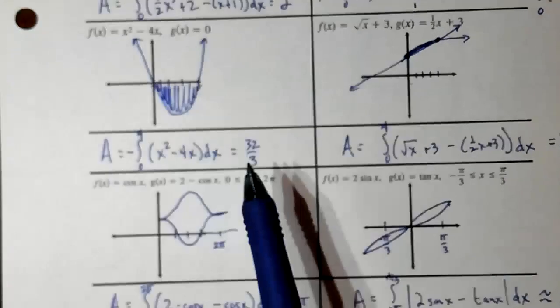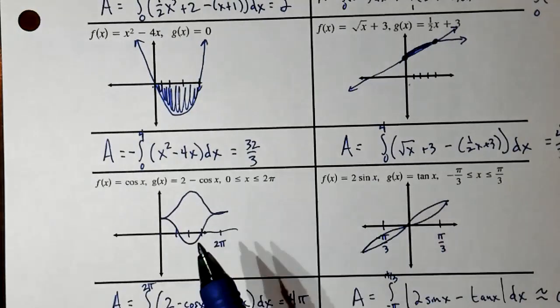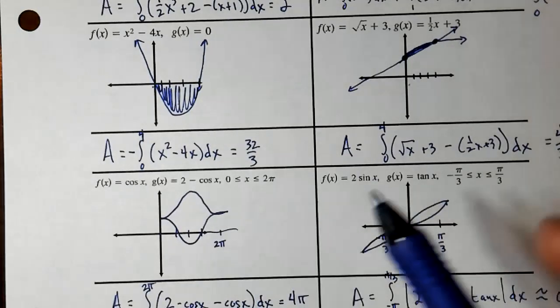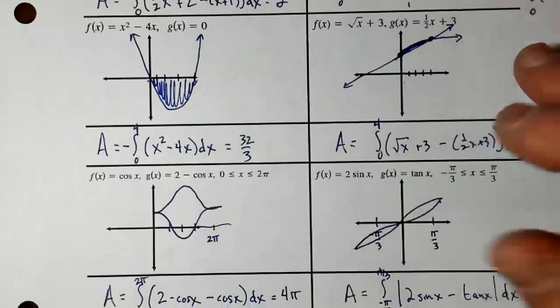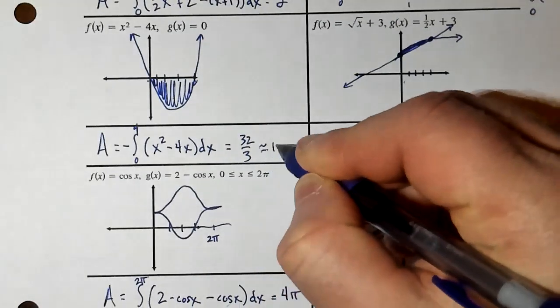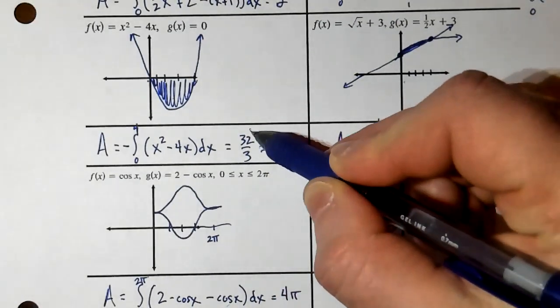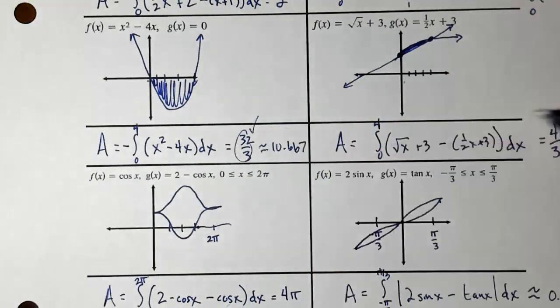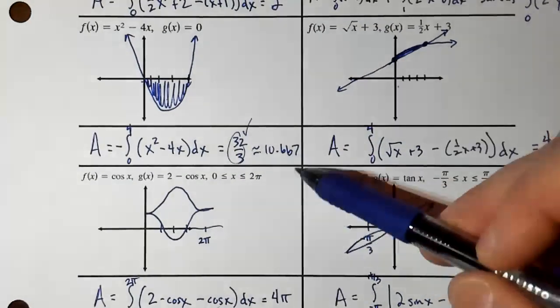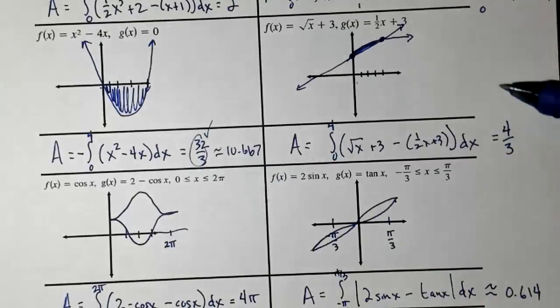Plug it into your calculator. You're going to get 32 thirds. You're probably going to get 10.666666, but round to the nearest thousandth. So this is approximately 10.667. Either one of these works, but I really prefer this because it's exact, not a rounded value. Remember in calculus, we always round to the nearest thousandth.